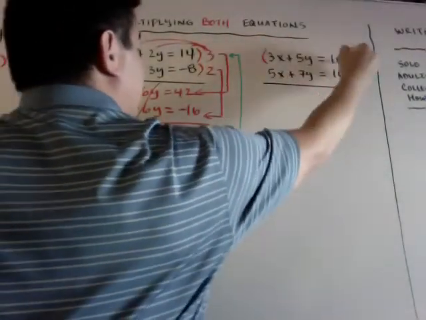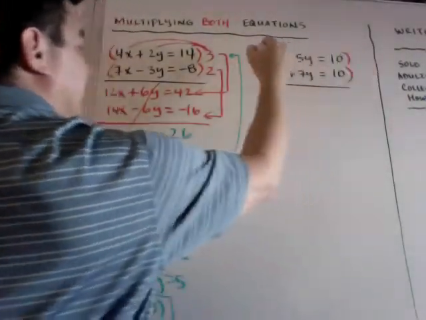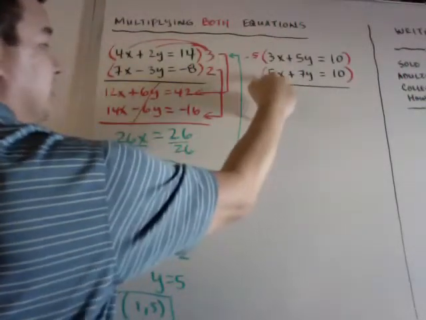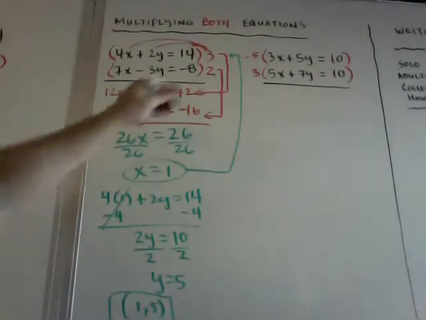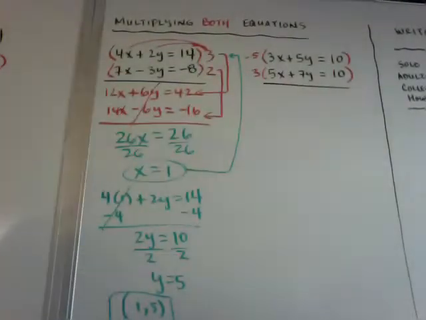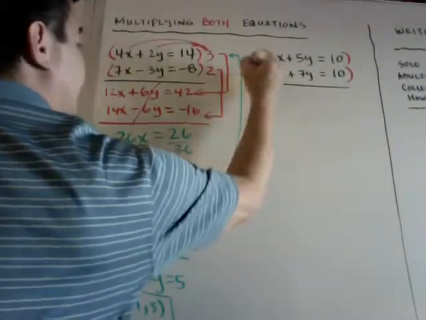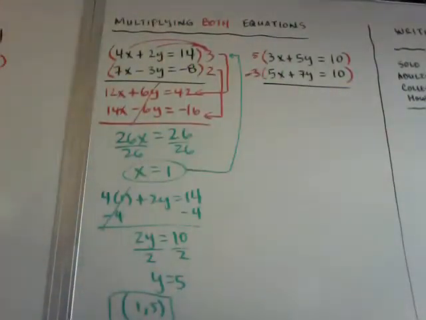So I need to multiply both equations. This one needs to be by the negative 5 because there's a 5 here, and this one by the 3 there. Okay, so you can get a negative 15x on the top, positive 15x on the bottom. If you wanted to do negative 3 there and positive 5 there, you can. Doesn't matter, again, either way.